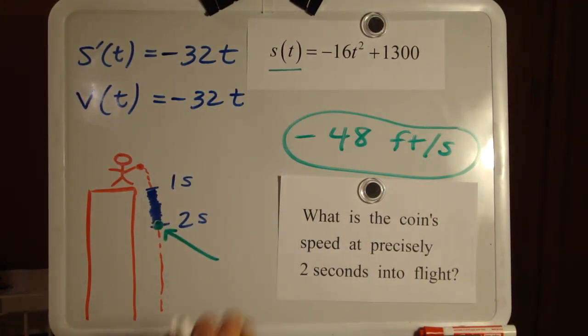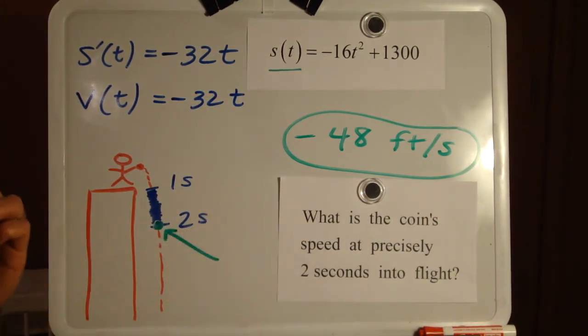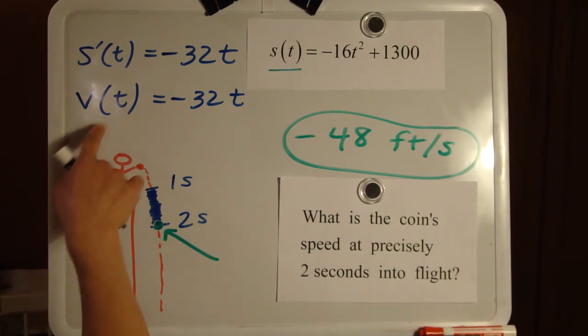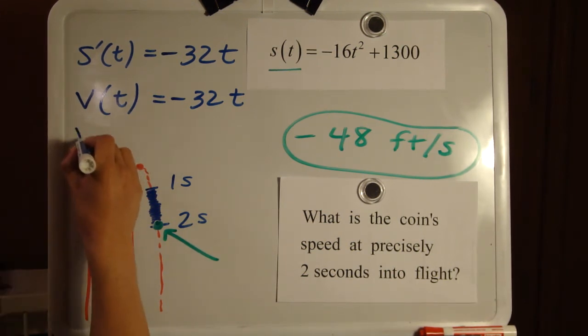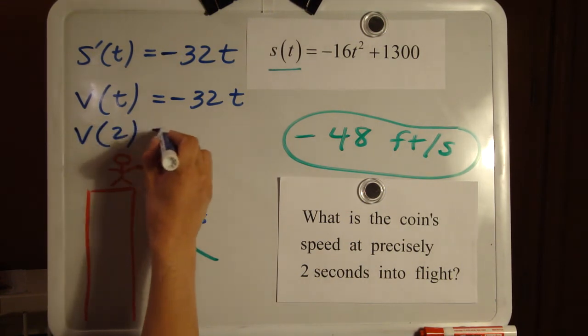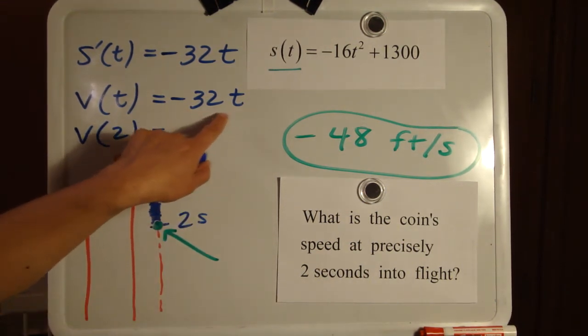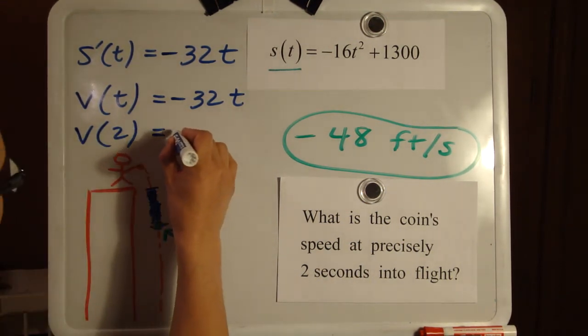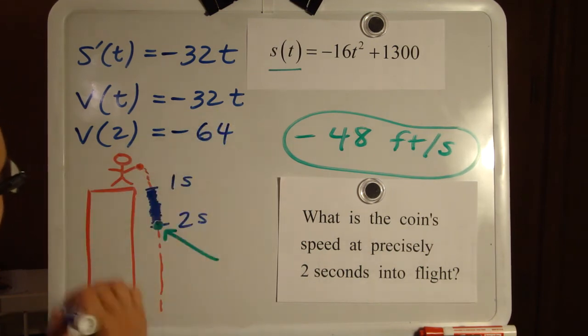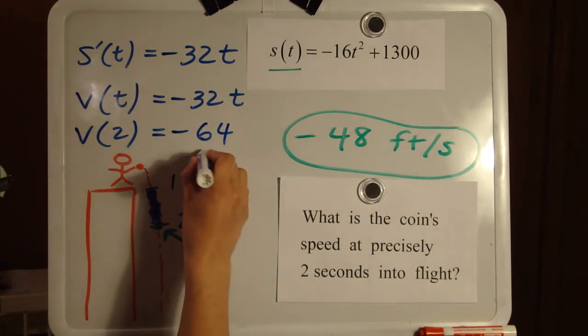So if we would like to know what is the velocity at time equals 2, it's a simple matter of letting t equal 2. So v of 2 here is going to be negative 32 times 2. So this will be negative 64, right? Same units as we see here, feet per second.